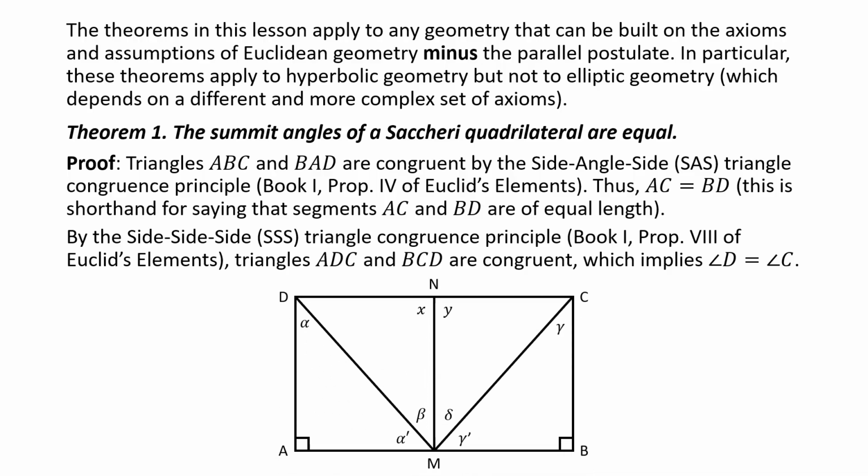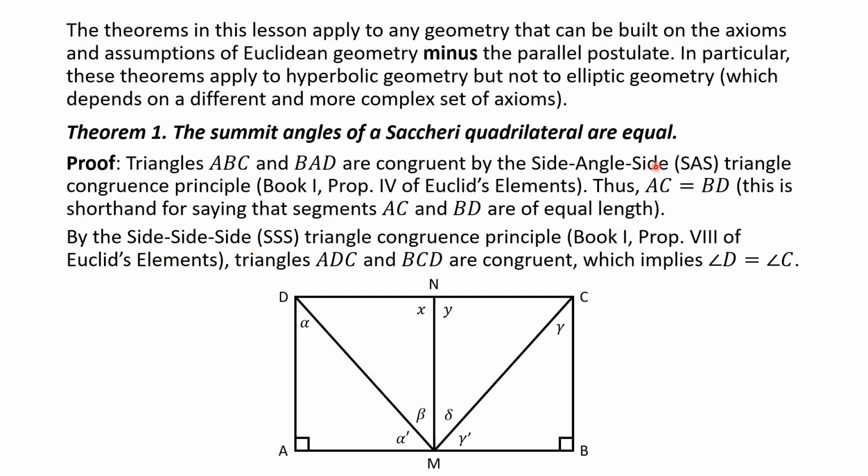I have the proof here, and I want to put the Saccheri quadrilateral here on the bottom. So we're going to make use of the side-angle-side principle from Book 1, Proposition 4 of Euclid's Elements. We'll also make use of side-side-side.